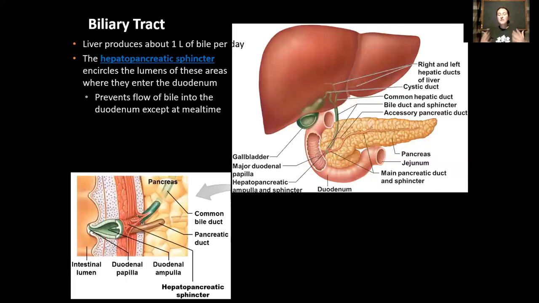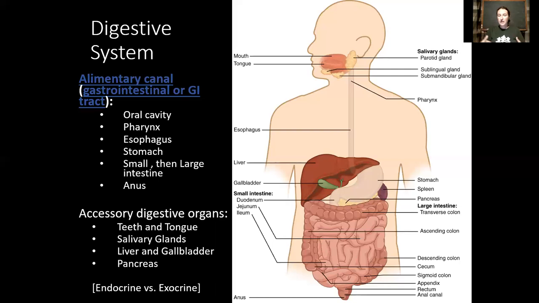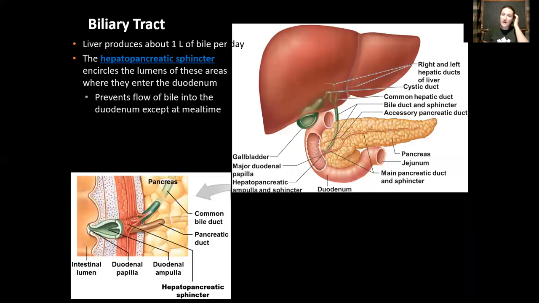Okay, so we're actually going to start our discussion of the digestive system by talking about some of the accessory digestive organs. Again, the function of the digestive system is very much dependent on these accessory organs. And so I want to add in those details first, and then we're going to start in the oral cavity and go all the way down.